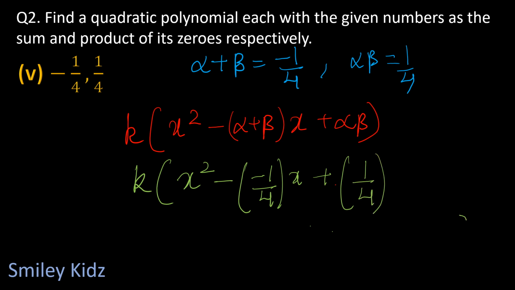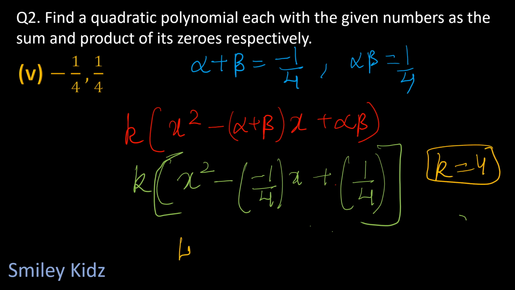Now, if you observe in this case, I have 4 as my denominator. So I'm going to let k equal to 4. Then I get 4x square minus, so here minus and minus turns out to be plus, isn't it? So 4x square plus, so 4 multiplied by 1 by 4 is going to give me x again because I have 1x, isn't it? Plus, then 4 multiplied by 1 by 4 is 1.